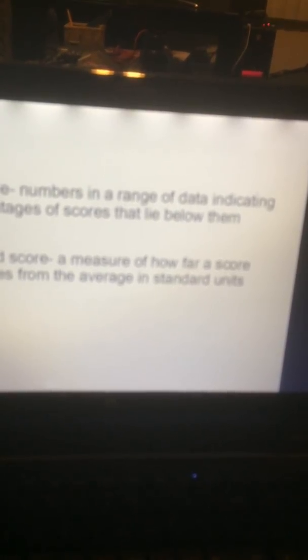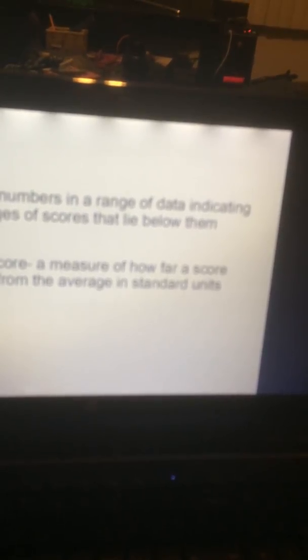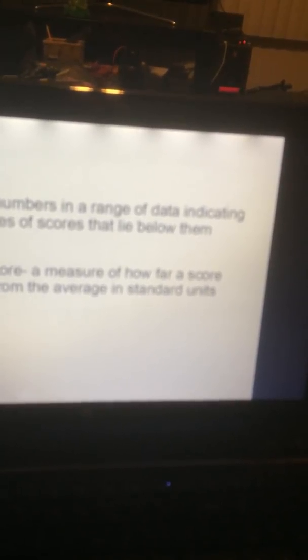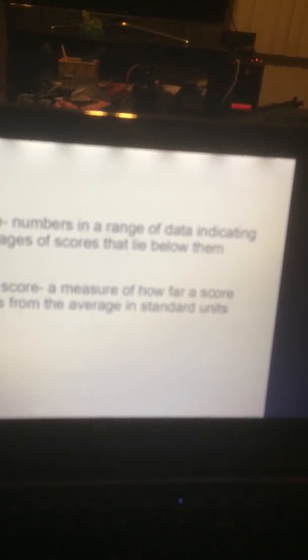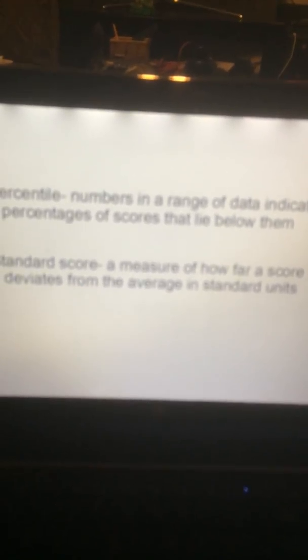But let's say you get 110. Or let's say you get a score of 130. A score of 130 when the standard deviation is 15 means you did 2 standard deviations above the mean, which means you have a standard score of 2. It means you're above the mean. It means pretty much your scores are atypical. You did very well compared to everyone else being measured.